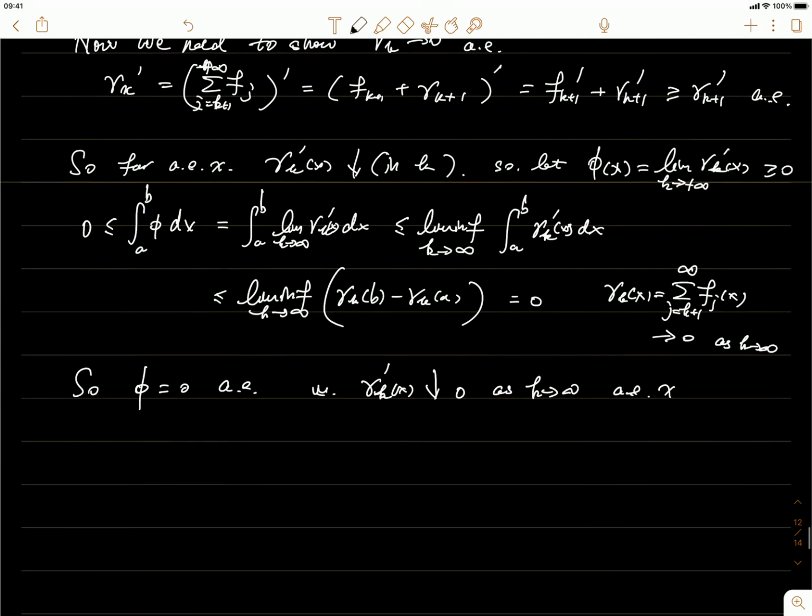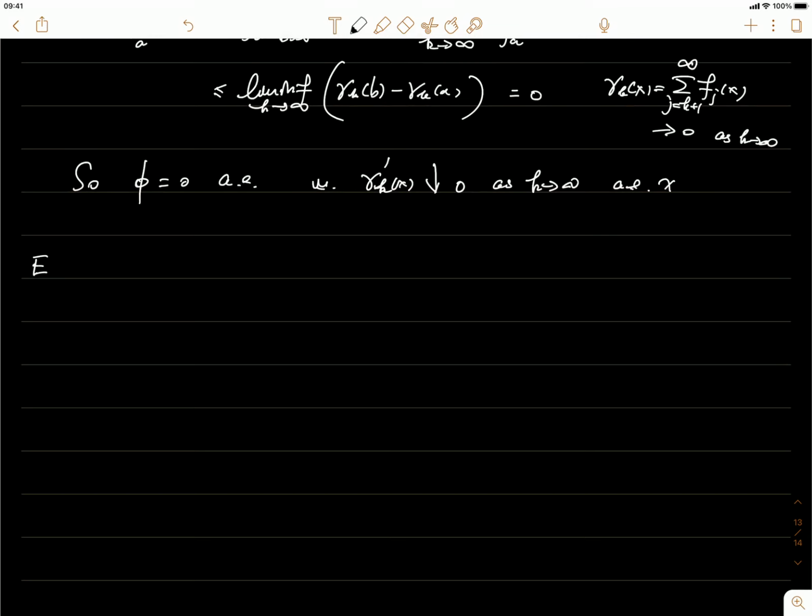Okay, now let's look at the example. This example is pretty interesting. What it says is that we can find a strictly increasing function, but the derivative exists and is 0 almost everywhere. This is quite different from calculus. We know that when the function is strictly increasing, then it's likely that the derivative should be positive, at least positive somewhere, right? But we can find some function that is strictly increasing, but the derivative is 0 almost everywhere.